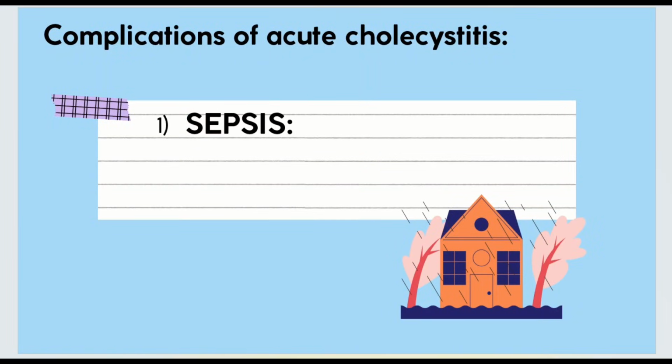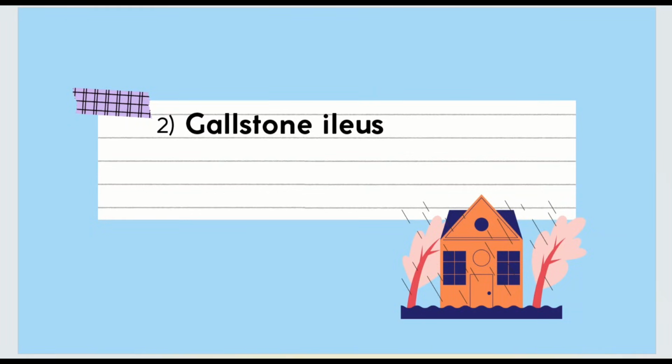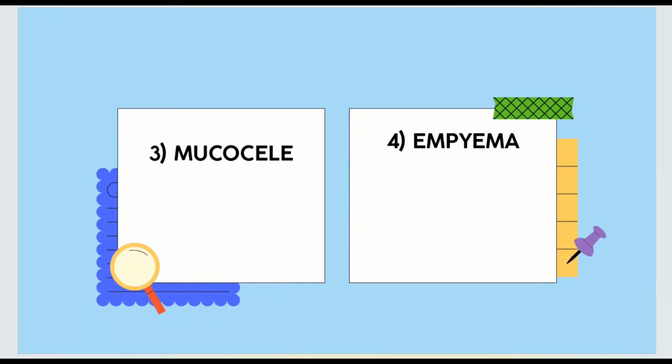So last topic is complications of acute cholecystitis. First one is definitely sepsis. There may be GB perforation, GB perforation peritonitis also. Sepsis is one of the most important complications. Second is gallstone ileus. I mentioned already, gallstone ileus is the condition where the big stone perforates the GB and there is a cholecystoenteric fistula. The symptoms of this case are similar to intestinal obstruction.